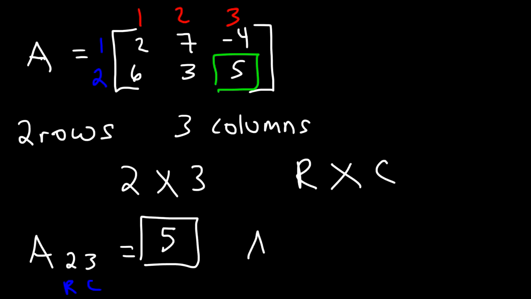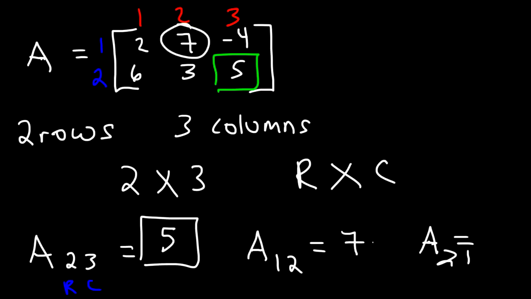Now, here's another one for you. What's element A12 and also element A21? Go ahead and identify the value of these elements. So element A12, that's in the first row, second column. So that has a value of 7. Element A21 is in the second row, first column, and so that has a value of 6.